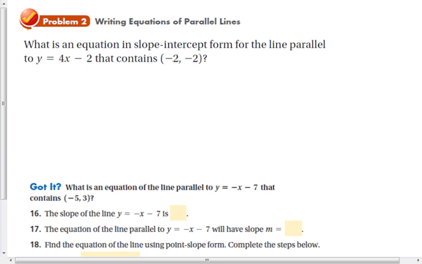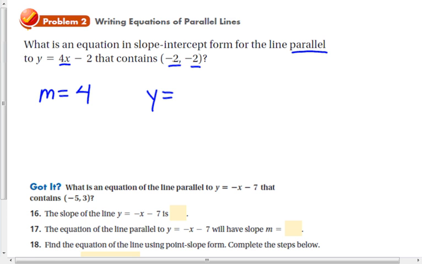Okay, problem 2, writing equations of parallel lines. What is the equation in slope-intercept form for the line parallel to y equals 4x minus 2 that contains the point -2, -2? Well, if the line is parallel, that means it has the same slope as this line. So we can use that slope in our other equation, and then make sure that equation works with the point -2, -2.